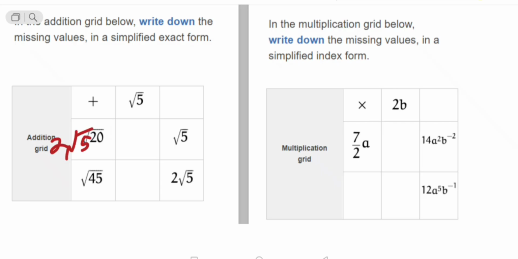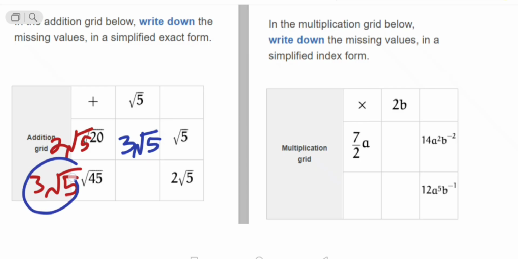20 means 2 square root 5. When you put it in the calculator, this one means 3 square root 5. Okay, now we are adding 2 square root 5 plus 1 square root 5, which means 2 plus 1, 3 square root 5. Answer. Now this number with this number, 3 square root 5 plus 1 square root 5, which is 4 square root 5.